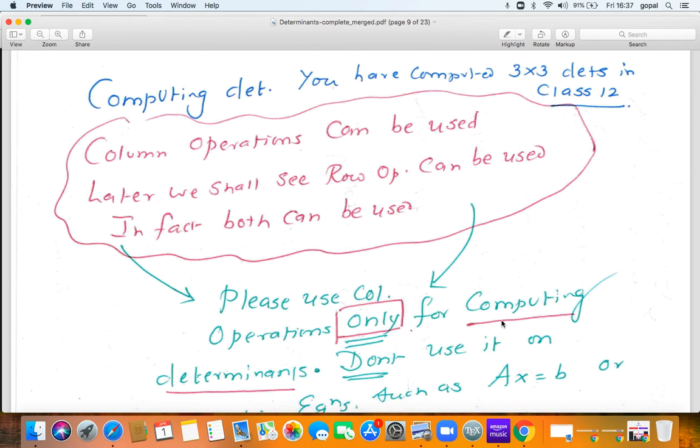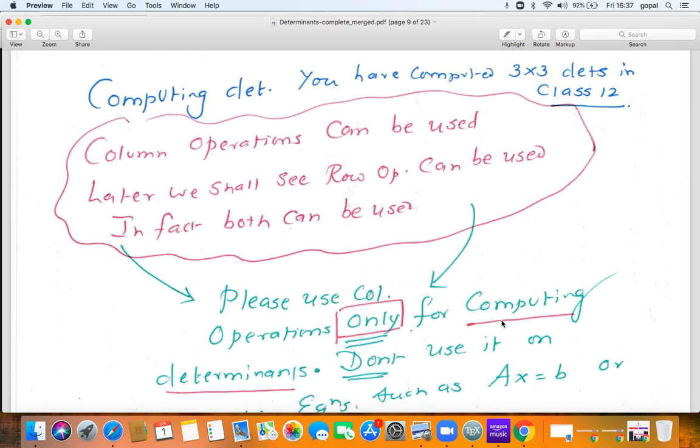We need a more efficient way to compute the value of a determinant, and there are many efficient ways of doing it. You already computed determinants in class 12, 3 by 3 determinants, but more or less those ideas will generalize to n by n determinants. Column operations can be used because by the very properties of determinants, adding to a column a multiple of another column doesn't change the value of the determinant, etc.